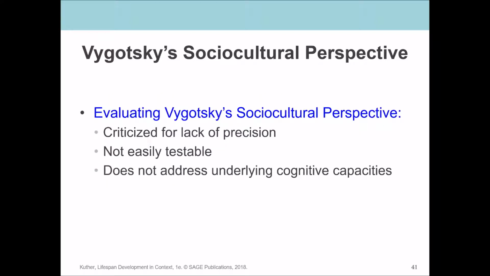So, Vygotsky's perspective was criticized for lack of precision. The mechanisms or processes underlying the social transmission of thought weren't really described. And it's not easily testable. I mean, how do you test a zone of proximal development? It's not very clear. And lastly, he didn't really pay close attention to these underlying cognitive capacities like attention and memory. They just aren't addressed. So instead, he focused a bit more on the social context and emphasized the importance of teachers around you, but didn't necessarily talk about those underlying capacities.